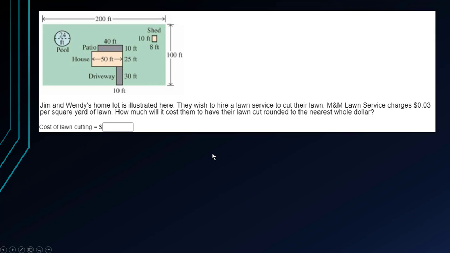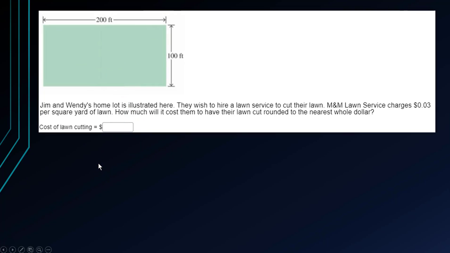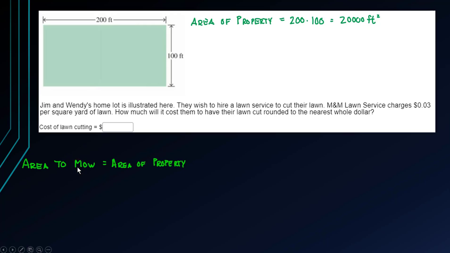Basically, I have to look at this from a blank slate first. Their property is 200 feet by 100 feet. And if that property were all grass, that would be what they'd have to take care of. So the area of this property is 20,000 square feet. If the property had nothing on it, the area to mow would be the area of that property. But we know that's not the case. This property has several structures on it that are going to be on top of the grass, and therefore there's no grass that can be cut in those various locations.